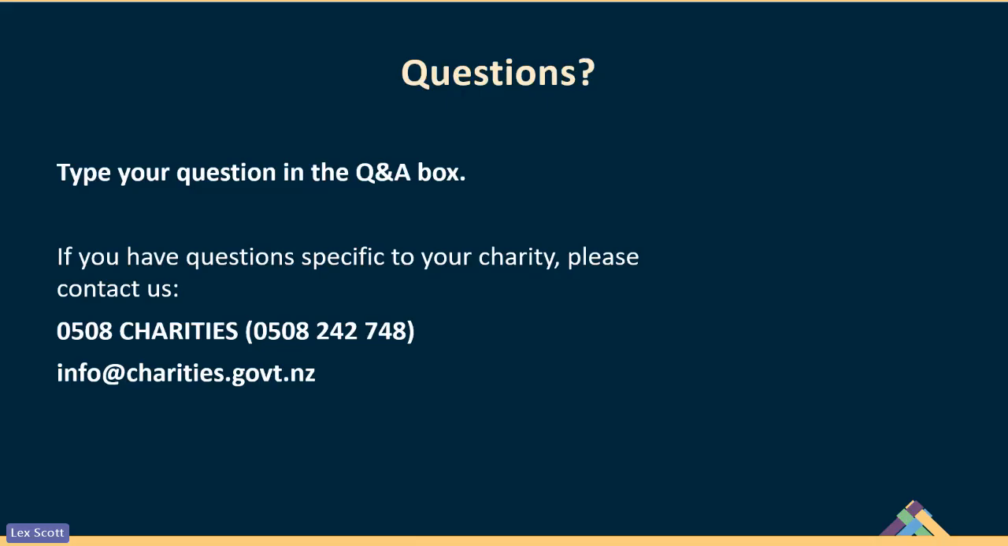What if we can't get the performance report done because of reasons out of our control? If you're unable to file by your due date, get in touch with us. Send us an email, info@charities.govt.nz, with as much detail as possible. Obviously, it is a requirement to file every year, but if there's a particular situation that you're working through, the only way we can help you is if you contact us, and if we can help you, we'll do so there.